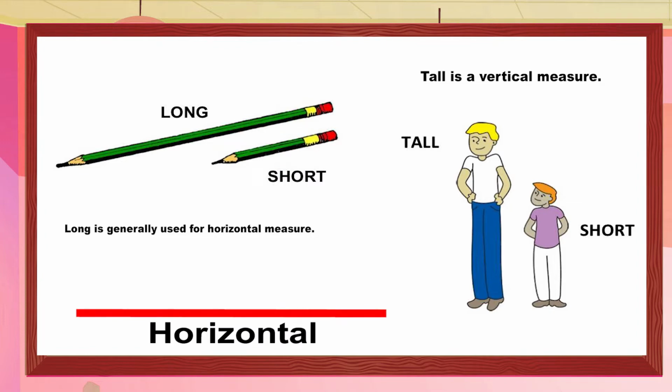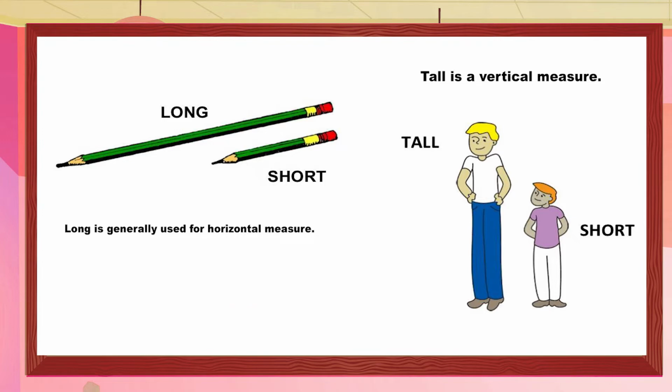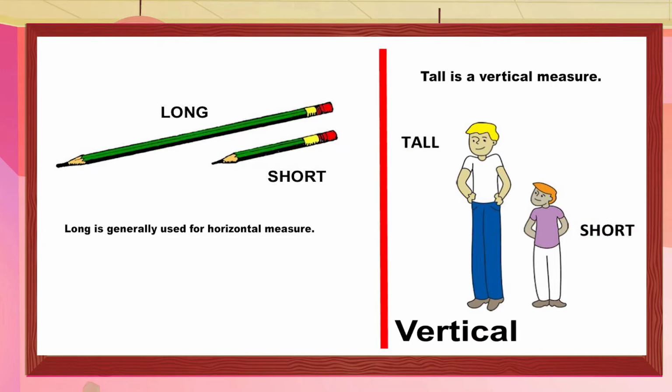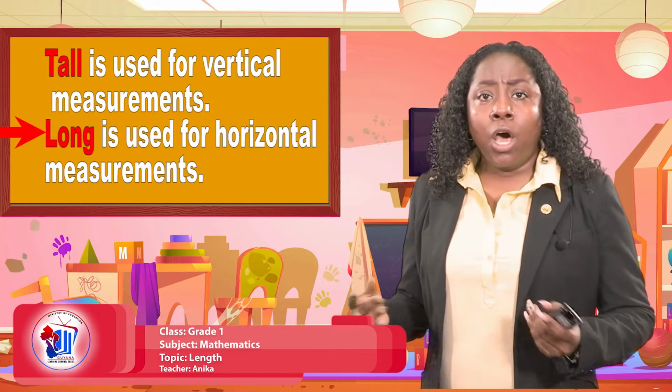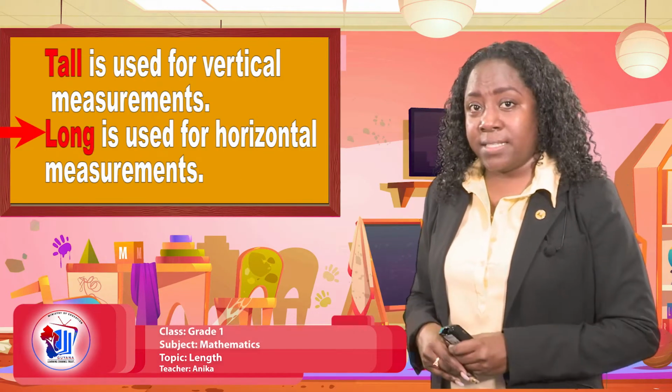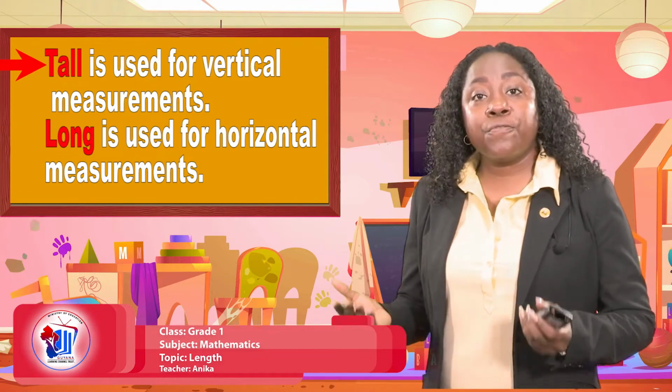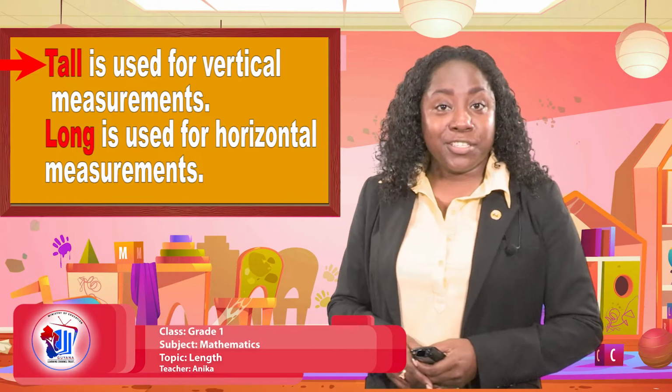See that? All right. Then, when we're talking about tall, here we have two men. One is taller than the other. So one is tall and one is short. This is vertical. So the pencils are horizontal. The men are vertical. So that's the difference when we're using long versus tall. Long is used for horizontal measurements, and tall is used for vertical measurements. So there, you learned something new today.